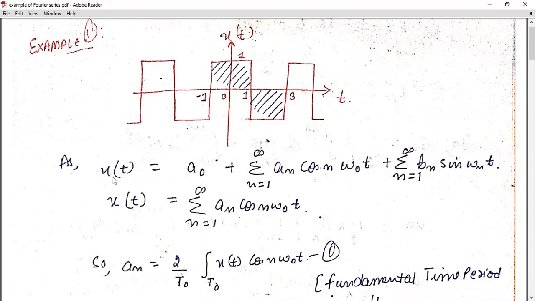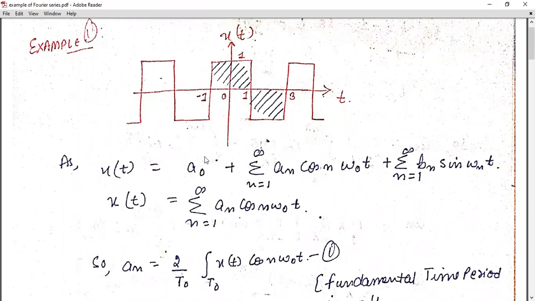We know that the Fourier series is x of t is equal to a naught plus summation of n is equal to 1 to infinity a of n cos of n omega naught t plus summation of n is equal to 1 to infinity b of n sine of n omega naught t. Here x of t is equal to the cos series only. Why are we considering only the cos signal? Because a naught is a DC signal, so it is not defined in this series, so it will be equal to 0, and this is an even function, so b n is equal to 0, so we eliminate this term also.